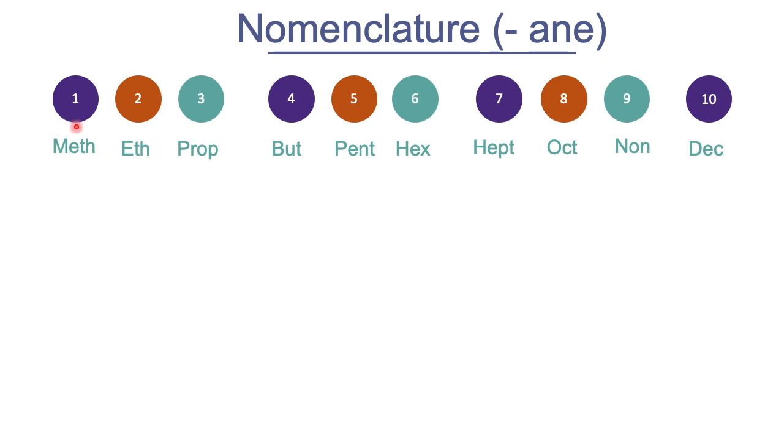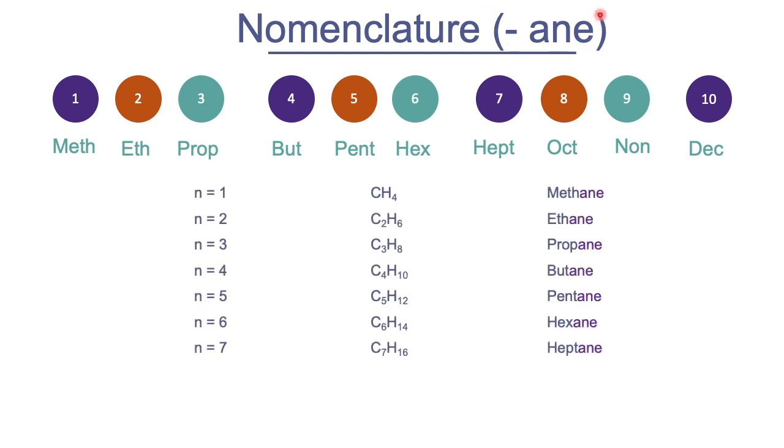So if you have one carbon atom, we write meth, 2 is eth, 3 carbon atoms become prop, 4 is but, 5 carbon atoms pent, 6 hex, 7 hept, 8 carbon atoms is oct, 9 is non, and 10 is dec. And then we add the suffix to it, which for alkanes is ane. So we already saw how this works in action. So 1 carbon CH4 becomes methane, C2H6 becomes ethane, and so on.